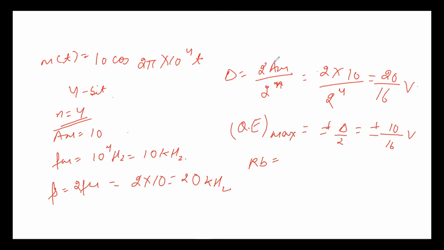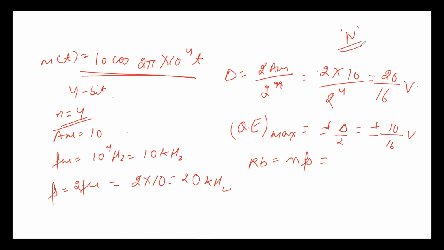What is the formula for bit rate? Anyone can tell me what is the formula? Yes, bit rate is N into fs. Okay, that is fine. But here, since only one signal is there, I will use N into fs. This is the formula I will use for bit rate.